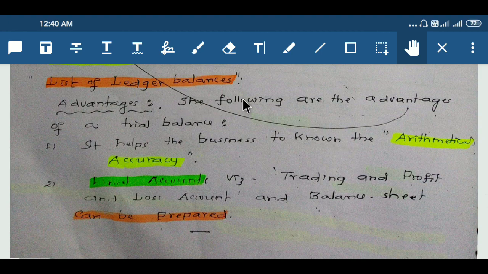Advantages of trial balance. The following are the advantages of trial balance. The first advantage is it helps the business to know the arithmetical accuracy. Second advantage, final accounts, namely trading and profit and loss account and balance sheet, can be prepared from the trial balance.